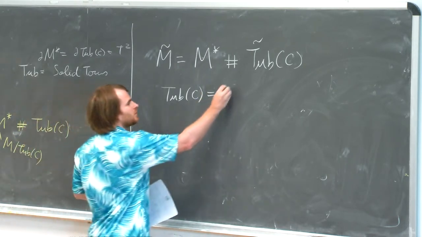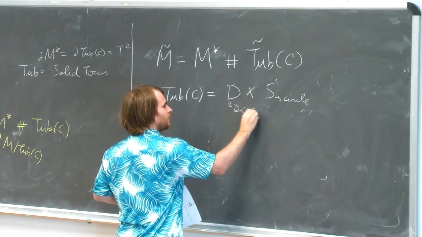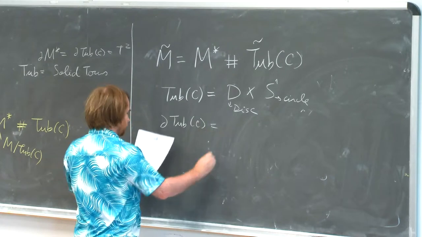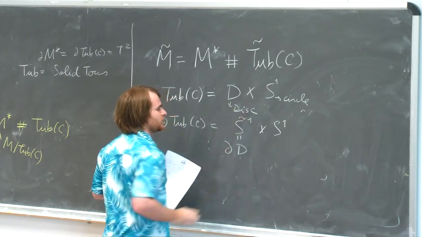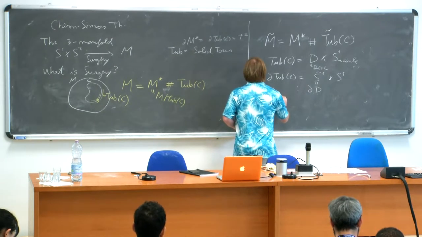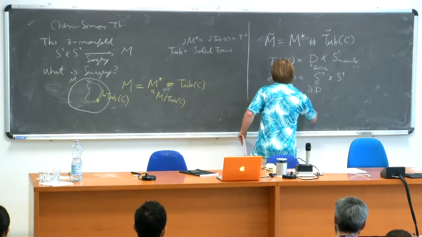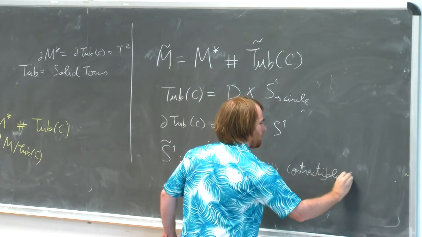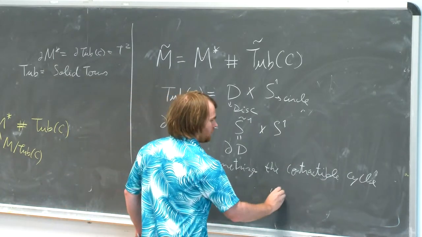This tube can always decompose as a disk D times S1. So this is a circle, okay? It's a disk, obviously. Now the boundary of this tube is S tilde 1 times S1, and this S tilde 1 is just the boundary of this disk. Because it bounds a disk, it becomes contractible in the full geometry. So this parametrizes the contractible cycle. And the S1, the non-contractible.